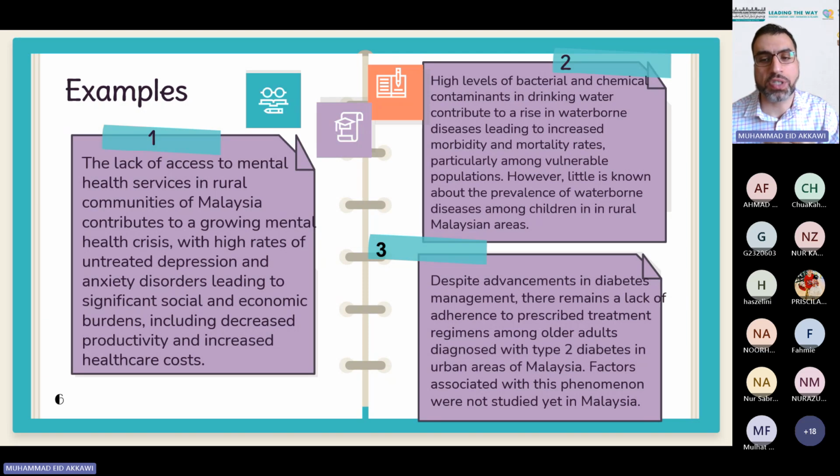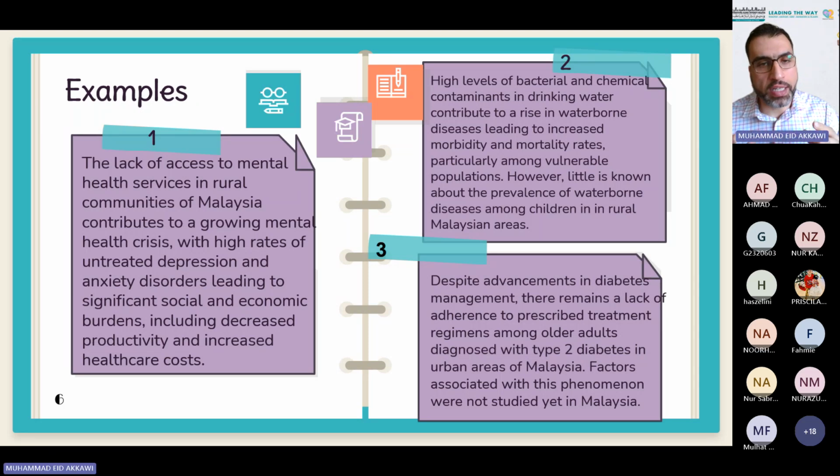So adherence to prescribed treatment, adherence meaning following the instruction by the prescriber to take the medication, for example, every 6 hours or twice daily, etc. All this is the adherence to medication. A lack of adherence to prescribed treatment regimen among... So what is my target? What is my target population? Older adults.